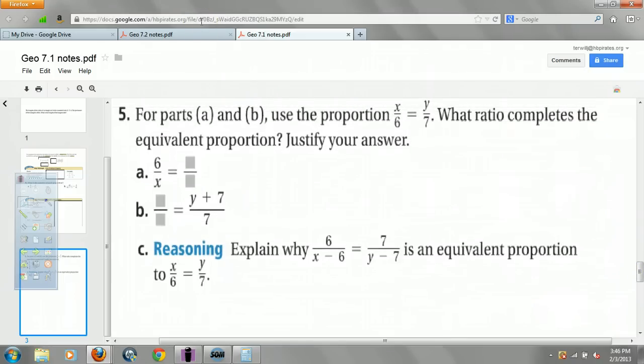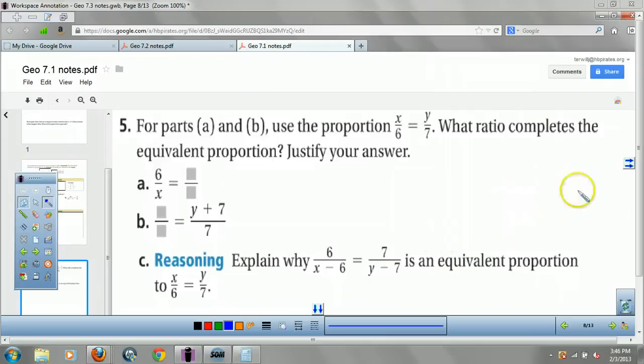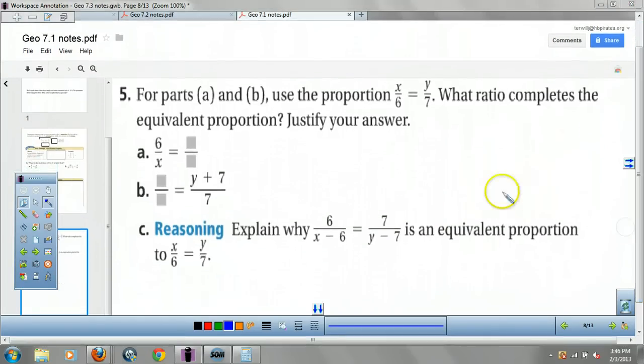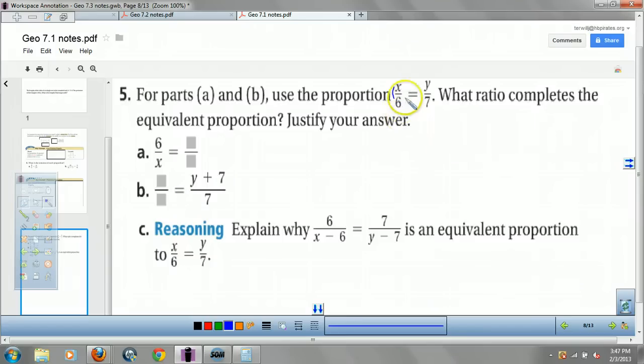Let's do some math. So we're going to use proportion x over 6 equals y over 7. And we need to complete the equivalent proportion and justify our answer, right? So we have 6 over x equals, well, do you see that they flipped the x and 6 around? So that means, what do we have to do with the y over 7? We have to flip those around. So that's 7 over y. Okay, justify. That was rule 1 from before.